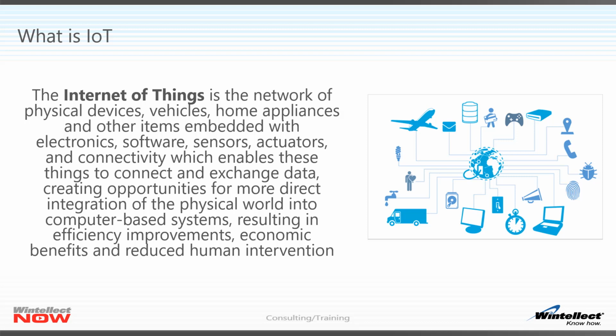IoT is a network of physical devices, vehicles, home appliances, embedded electronics, software, sensors, actuators, name it. If you could connect it to the internet, that's something that you might be able to call part of the IoT, the Internet of Things. And these things are connected to the internet and exchange data, creating opportunities for more direct integration of the physical world into computer-based systems, resulting in efficiency improvement, economic benefits, and reduced human intervention, and more and less privacy. I forgot to add that part.